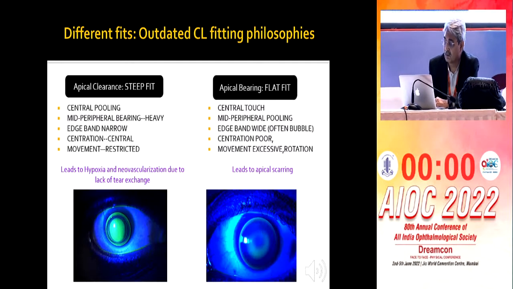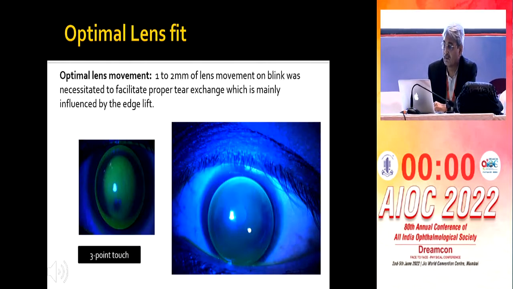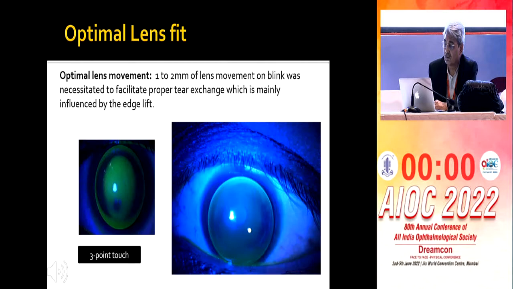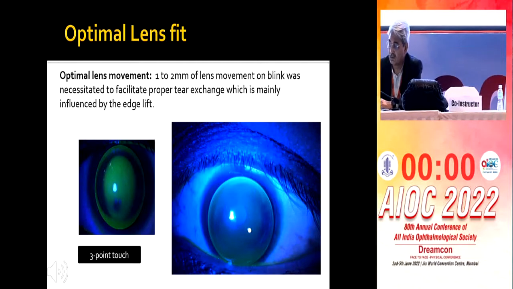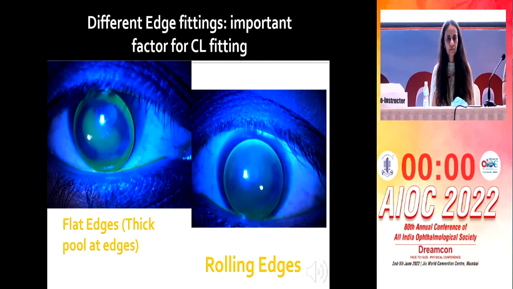So for an optimal lens fit, there should be an optimal lens movement, about 1 to 2 millimeter movement with a blink, which facilitates proper tear exchange, and this can also be checked by looking at the peripheral pooling and indicative of the edge lift. Illustrating the importance of focusing on the edges as well.